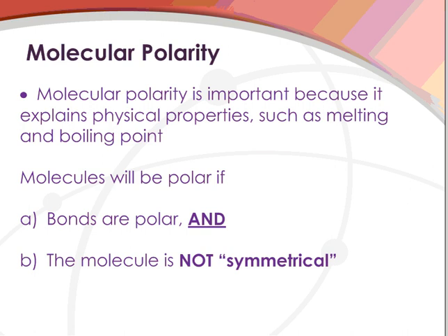A couple more points. It is important because it explains physical properties such as melting and boiling point. If you've got those partial charges, that's going to affect how well those molecules attract each other and will therefore dictate the physical properties of that compound. So here are the two key summary points that you need to know, and we're going to use these two rules to go through our examples. Molecules are polar if the bonds are polar, so you have partial charges on the bonds, and the molecule is not symmetrical.